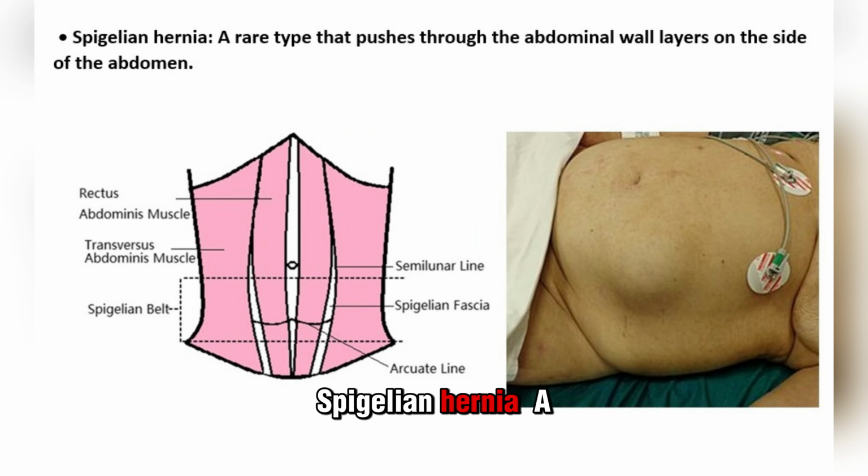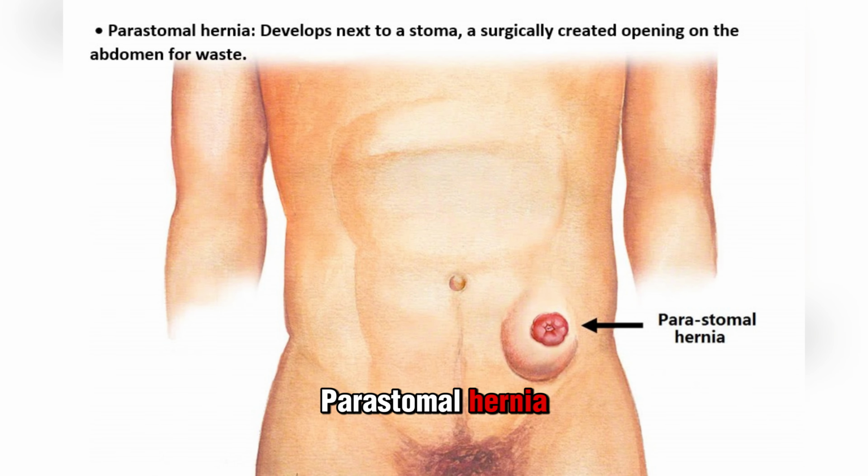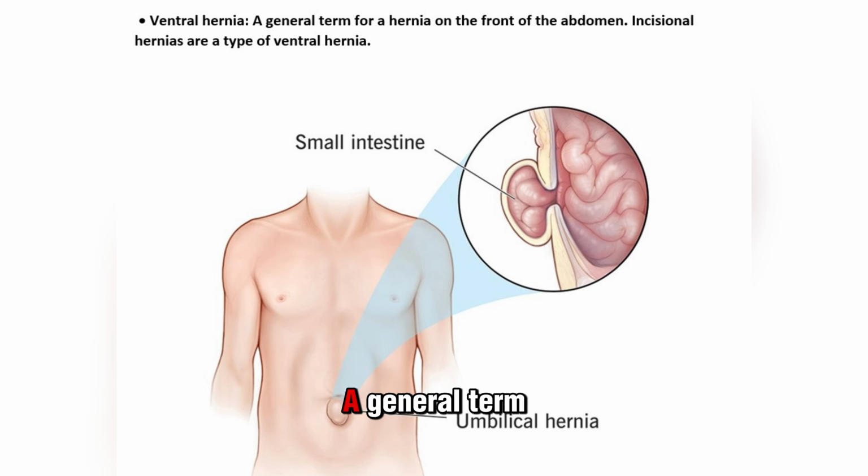7. Spigelian hernia. A rare type that pushes through the abdominal wall layers on the side of the abdomen. 8. Peristomal hernia. Develops next to a stoma, a surgically created opening on the abdomen for waste. 9. Ventral hernia. A general term for a hernia on the front of the abdomen. Incisional hernias are a type of ventral hernia.